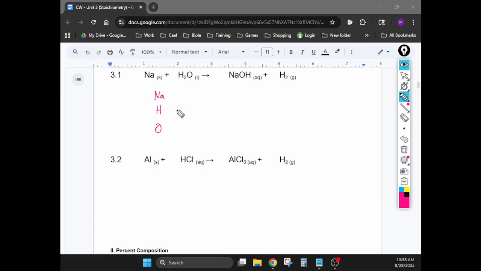All right, the first thing you want to do is count how many of each element you have on the left and the right side of the arrow. I like to make a quick little table. If you have a different method of doing it, totally fine. You don't have to do it my way. I'm just showing you the way that makes sense for my brain. If you look at the left side of the arrow, the reactant side, you have 1 sodium, 2 hydrogens, and 1 oxygen. And on the product side, you have 1 sodium, 1 oxygen, and 3 hydrogens. That's how you take account of how many of each element you have on the left and the right side.